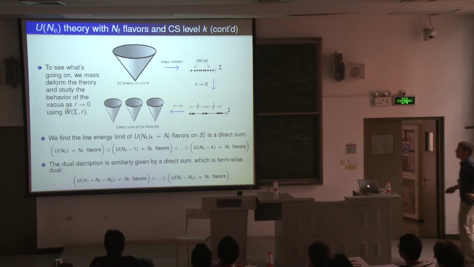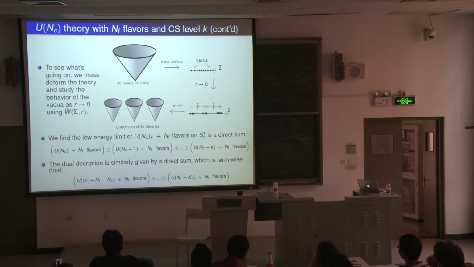Here it's a little bit subtle to see what's happening, and it's easiest to understand it by, again, going to the mass deformed theory. So we turn on generic masses and use the effective twisted superpotential to find the vacua. I don't have time to go into the technical details of this, but this can be done very precisely. What one finds is that as we take the radius to 0, these vacua separate into groups, with a finite distance between the vacua in each group, but they're separated from each other by a distance of order 1 over r.